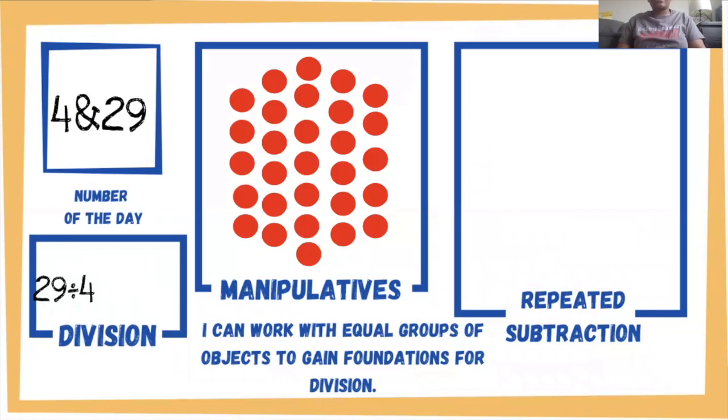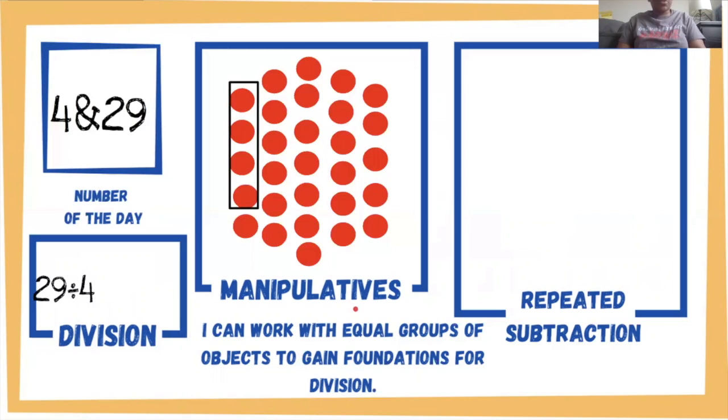So we are going to start by using our problem to begin to create equal groups. In our manipulative box, I've placed 29 counters. How many counters do you think that I'm going to put in each group? That's right, I'm going to put 4 counters in each group because I am dividing 29 by 4. Let's see what happens.